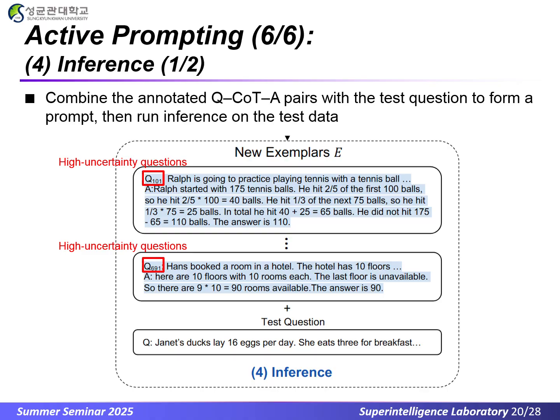Step 4, Inference. We combine our newly annotated QCOTA exemplars with a test question to form a single prompt, then run inference on the test data. First, we add the exemplar set E, the human-written chain of thought examples for our most uncertain questions, directly in front of each new test question. Then we feed that concatenated prompt into the model. Because the model sees the full COT reasoning steps, followed by the final answer for each high-uncertainty exemplar, it applies the same step-by-step process when solving the test question.